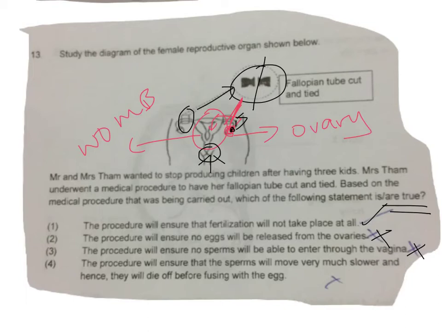The procedure will ensure that sperms will move very much slower and hence will die off before fusing with the egg. This is definitely not true, because this medical procedure is carried out on Mrs. Tam. So it has no effect on Mr. Tam at all. So it has no effects on sperms at all. So your answer for question 13 is only answer 1. Question 13, your answer is 1.